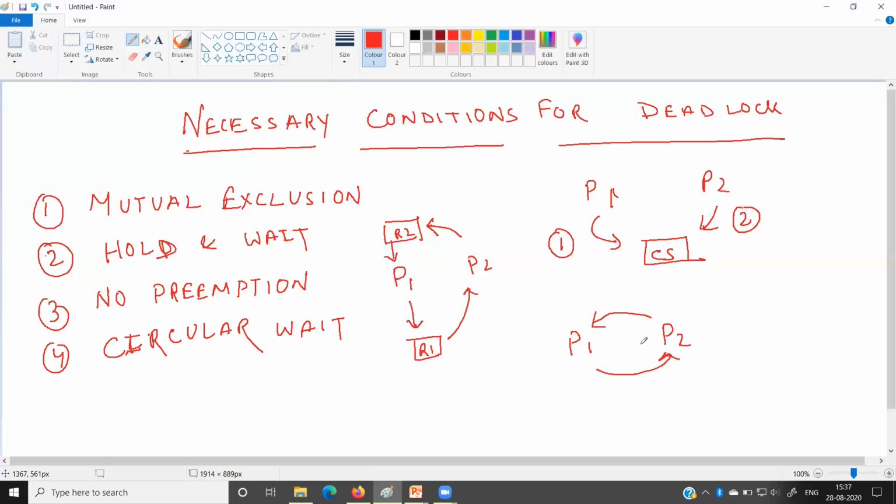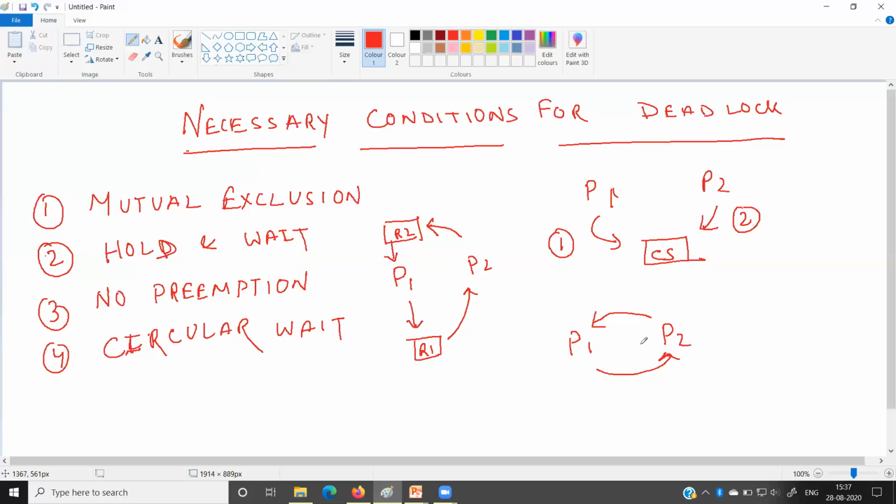And this is very important to note that if all the four conditions hold, then the deadlock will occur. So if for a particular system we can check that all four conditions are true, mutual exclusion is true, hold and wait is true, no preemption is true, circular wait is true, then we will definitely say that the deadlock is present in the system.